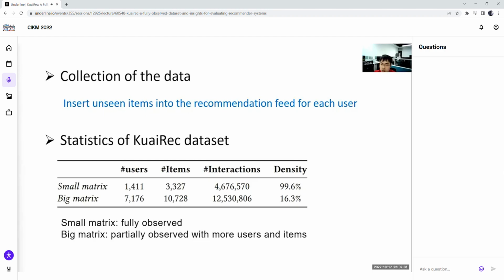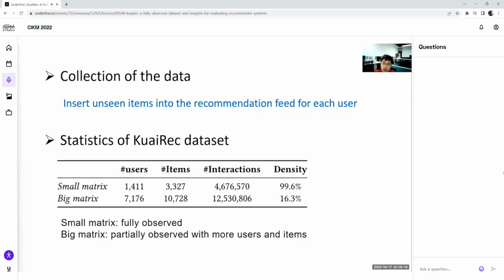As for the collection process, we insert the unseen items into the recommendation feed for each user to collect the data. In this process, we make sure that each user has seen all the items and given their feedback, such as watch time and click rate on each item. The following are the statistics of our dataset. Basically, there are two matrices. The small matrix is the fully observed one with thousands of users and items, which can be used for trustworthy evaluation. And the big matrix is the partially observed data, with more users and items, on which researchers can train their models.